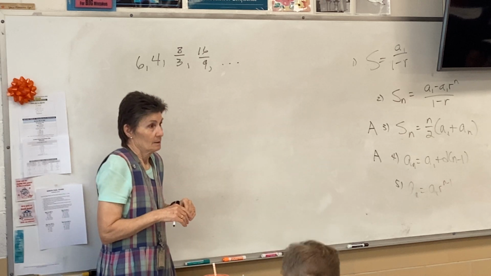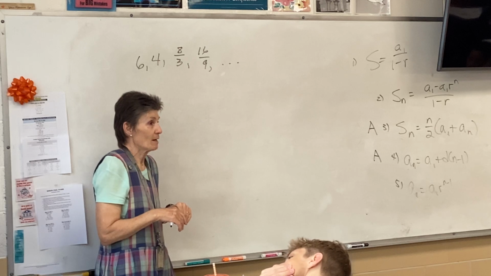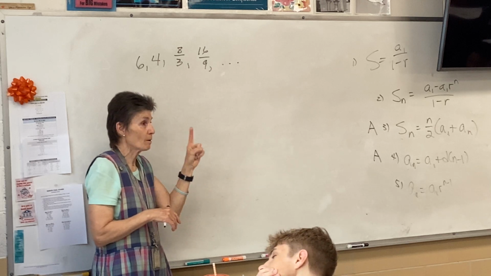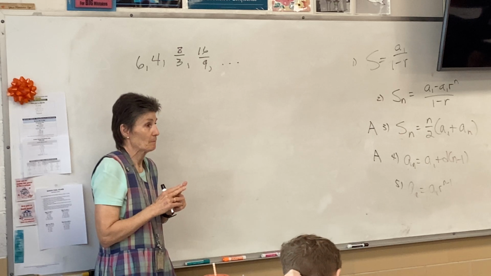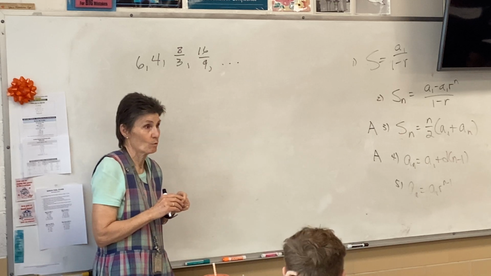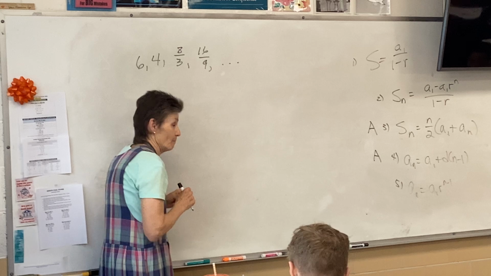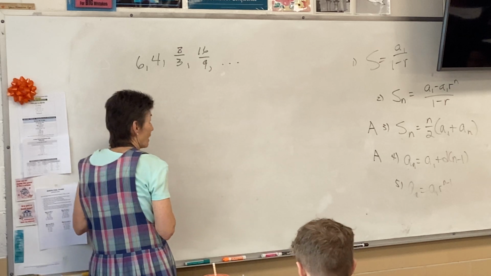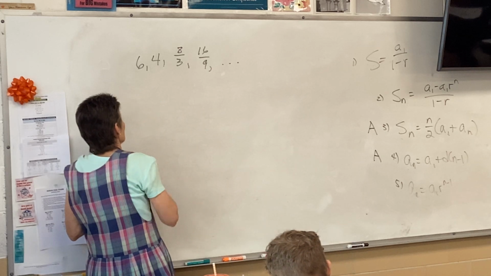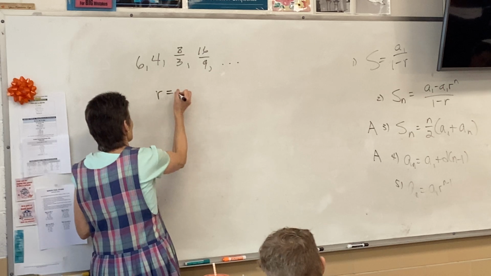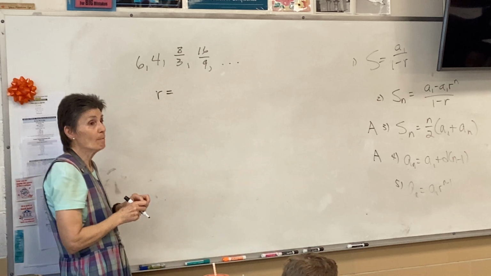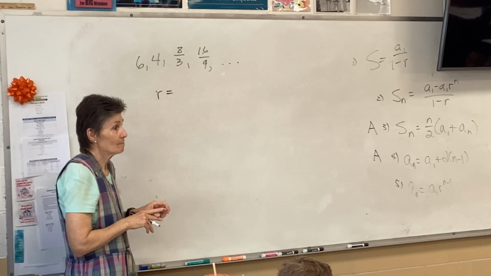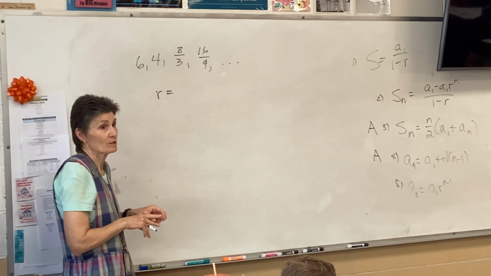Okay, which formula am I going to use? There's only one formula up here that deals with infinite. Which one is it? Number 1, that's your infinite formula. So, I need to find my common ratio. Can anybody tell or figure out what I am multiplying by to get from term to term?